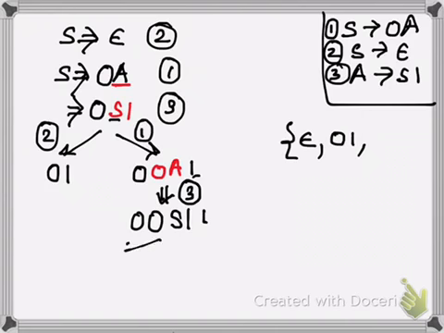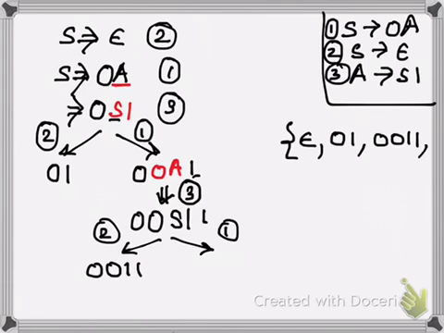So now again I have a choice for S. I can pick 2 or I can pick 1. If I pick 2, I get 0, 0, 1, 1. So 0, 0, 1, 1 joins my language. Otherwise I will have 0, 0, and S will be replaced by 0A, and I have the 2 1s out here. So this can continue in this manner. You will find that the set also continues in this manner.